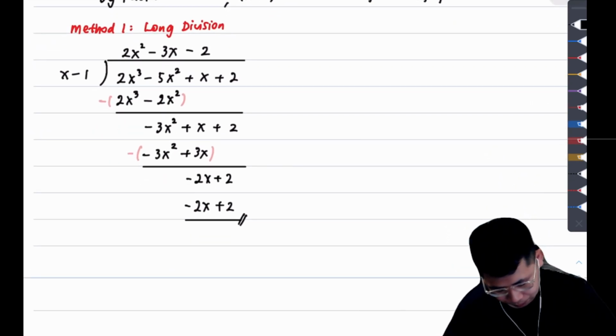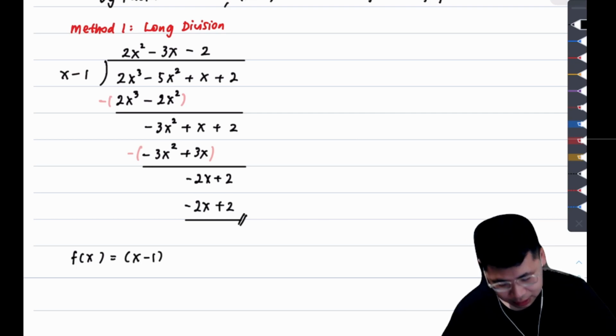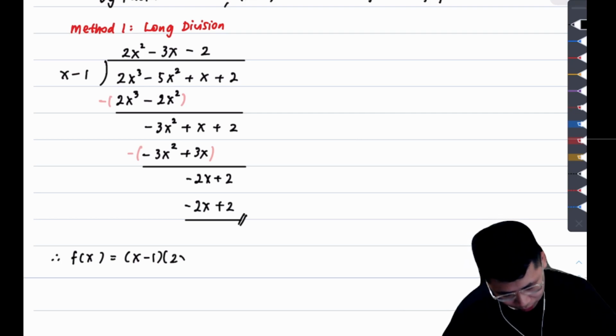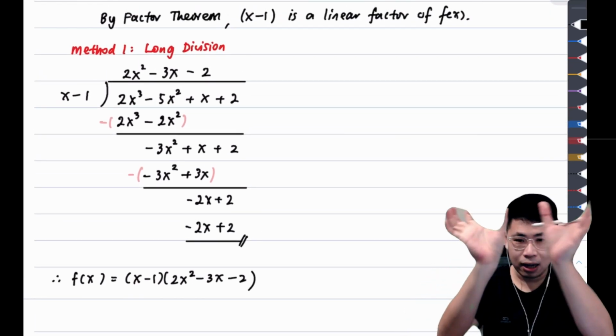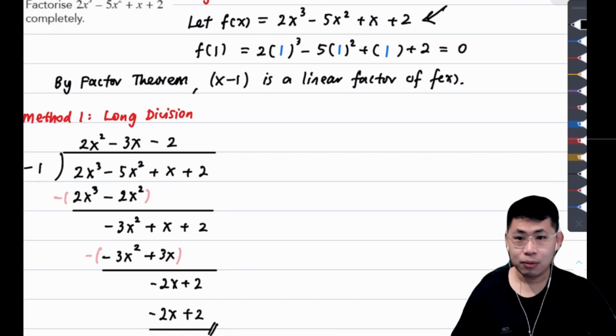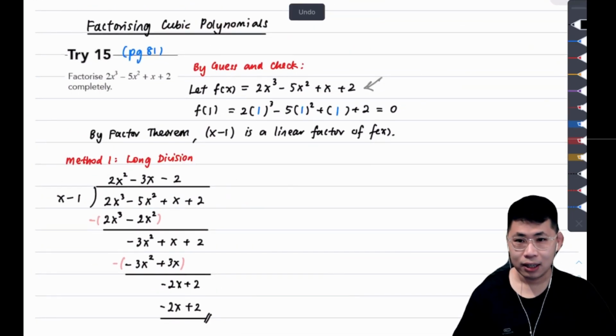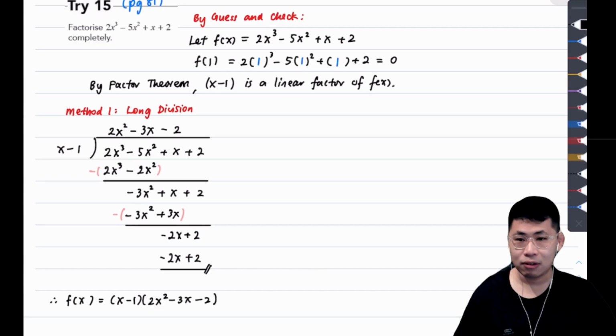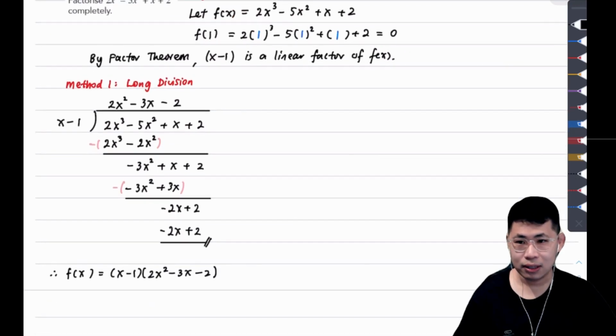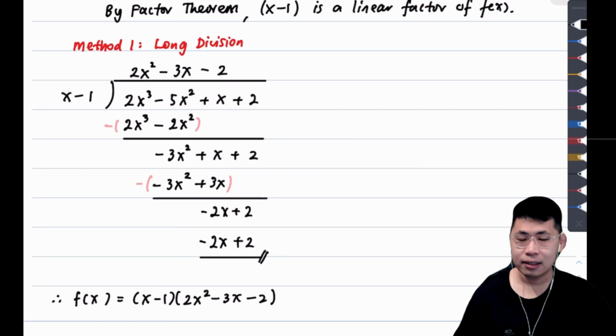Therefore our f(x) is going to be equal to our divisor x minus 1 multiplied by our quotient 2x squared minus 3x minus 2. So this is the first method in breaking down the original polynomial into the factorized form over here. This is the first step in factorizing the polynomial.